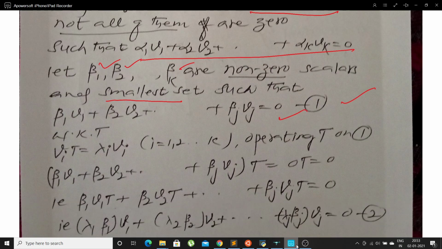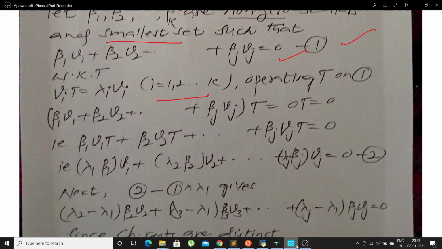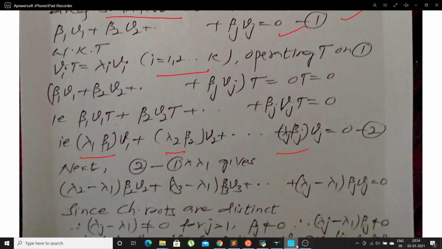We know by definition, vi T is equal to lambda i vi, where i takes the values 1 to k. Let me operate the linear operator T on both sides, taking T inside and using the definition of characteristic vector. So we replace it by lambda 1 beta 1, which is a scalar, lambda 2 beta 2 is a scalar, lambda j beta j is a scalar. I denote this representation by 2.